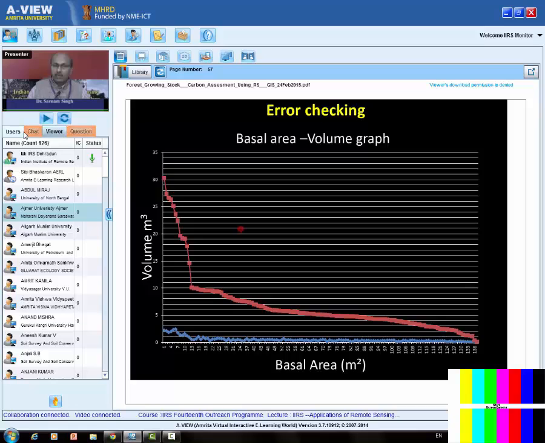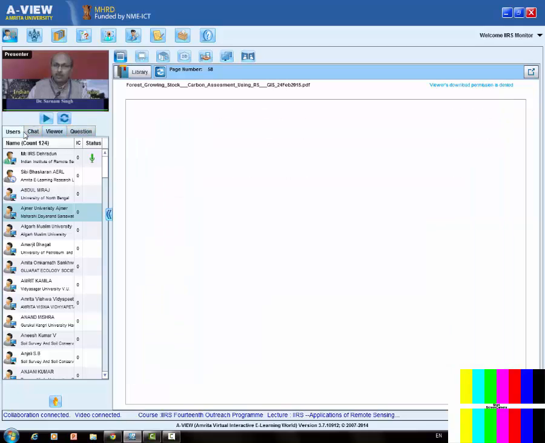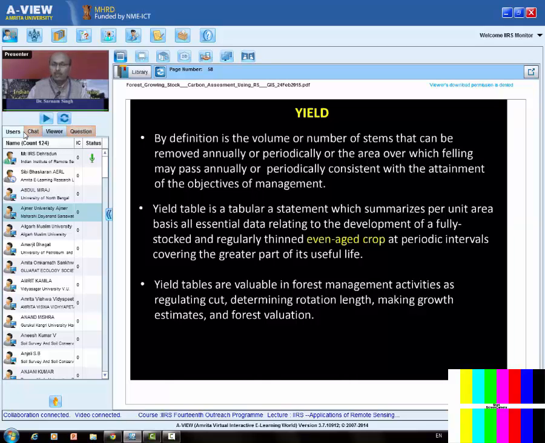If there are some haphazard readings here and there, that means those are the errors. So I can do this error checking also here. And once this is done, then I am ready for the yield. For that, I have the volume estimated. So I have volume at time one, volume at time two, volume at time three. I can find out what the increment is.